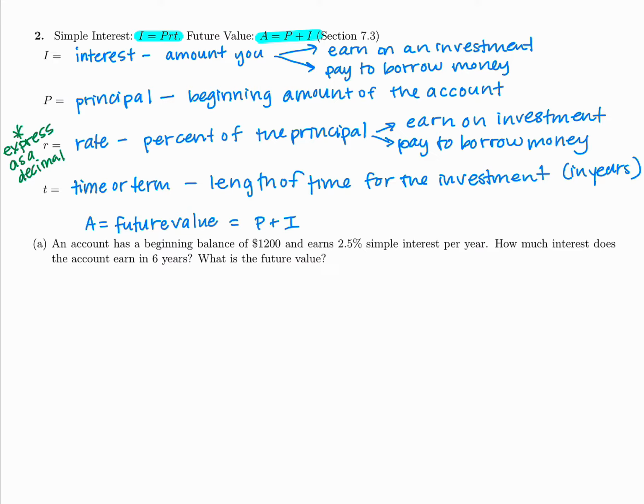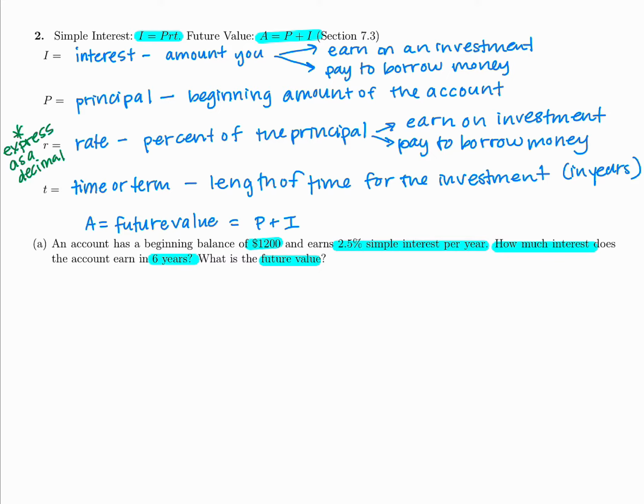So an account has a beginning balance of $1,200 and earns 2.5% simple interest per year. How much interest does the account earn in 6 years? And what is the future value? So let's go through this and make sure we know everything it's asking for.